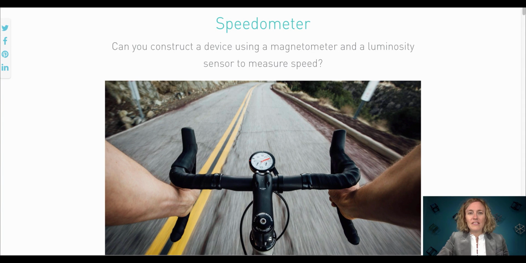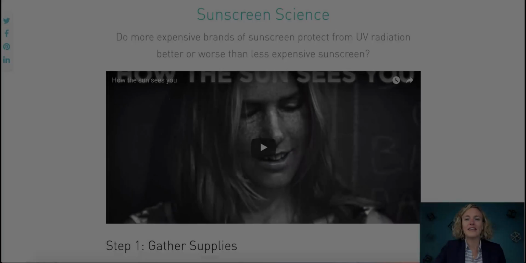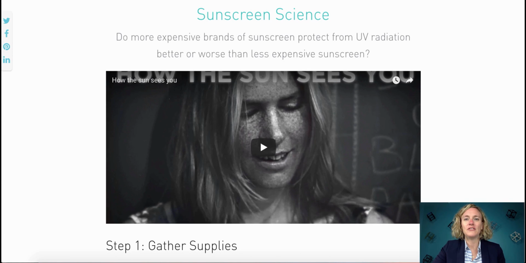In Speedometer, the students will construct a device using the magnetometer and a luminosity sensor that can measure speed. In the Sunscreen Science experiment, students use the UV sensor to determine which sunscreens are most effective at blocking UV rays. That gives you a brief introduction to our 4th grade physical science unit.